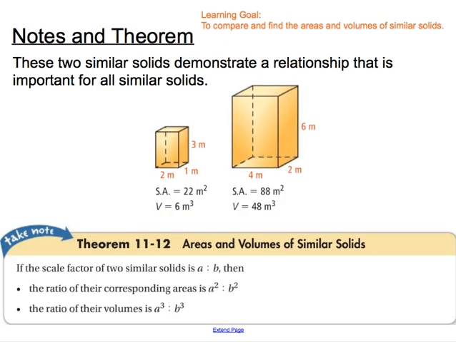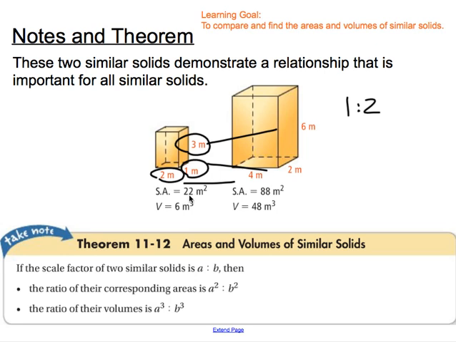So when we were working in chapter 10, I told you that this would eventually come to fruition. We have two similar rectangular prisms, and they demonstrate something that's very important. If the scale factor of two similar solids is a to b, so in this case we can see we have 3 becoming 6, we have 1 that becomes 2, and we have 2 that becomes 4. So in each of these, 1 becomes 2.